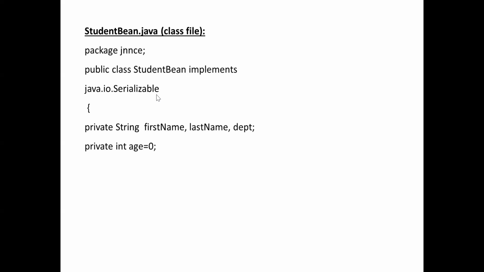That is one by one flow, we can call it serializable. So in that case, I have to take first name, last name, and department as strings, and a private integer as age. So I have to take the four variables: first name, last name, department, and age.